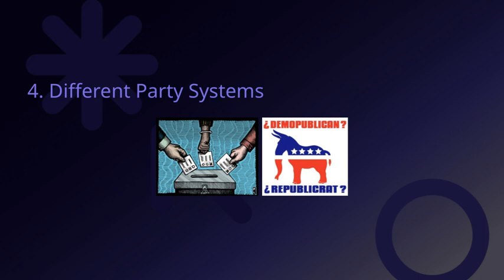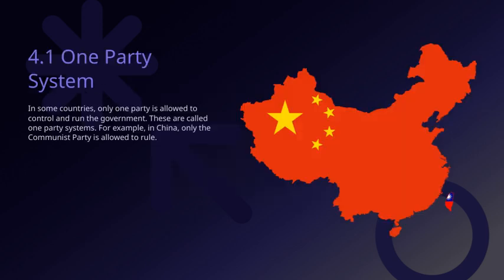Understanding these systems helps us see how political power is distributed and how it influences policymaking. It also ties into the overall theme of how different countries manage political representation and stability through their unique party arrangements. In some countries, only one party is allowed to control and run the government. These are called one-party systems. For example, in China, only the Communist Party is allowed to rule.